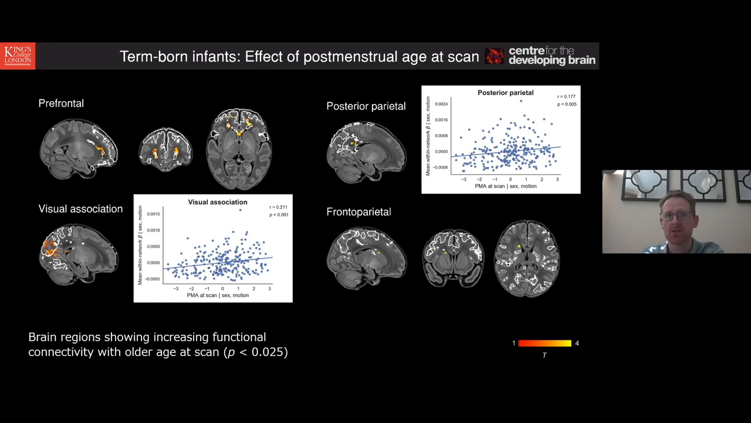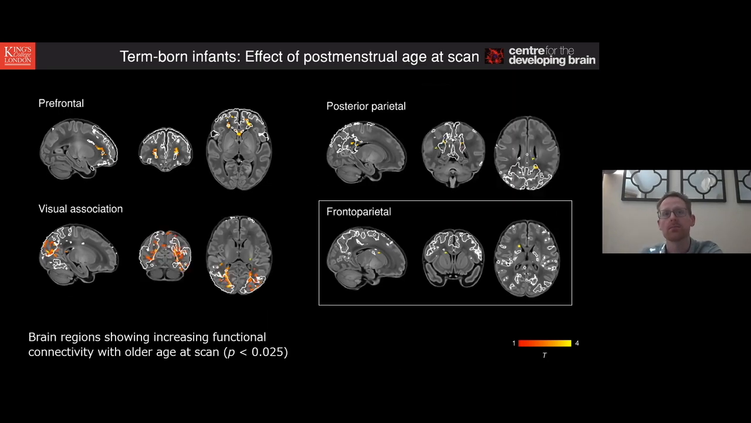To further quantify the effect of age at scan, we looked at the relationship between age and a derived parameter we term core network strength, defined as the mean beta parameter value for each subject within the area bounded by the white lines on these figures. 3 networks showed a positive correlation between age at scan and core network strength, 2 of which are shown here.